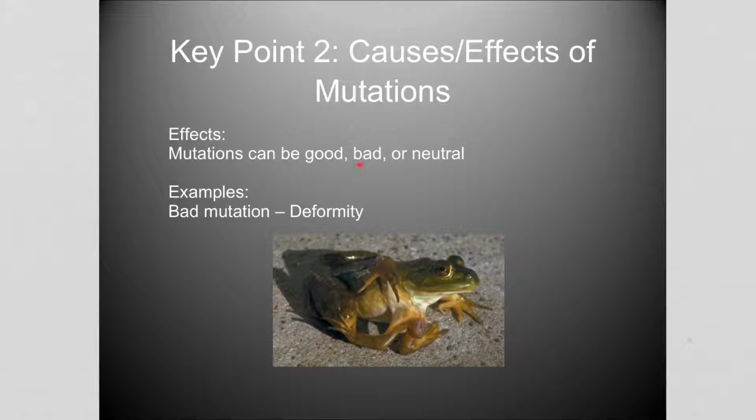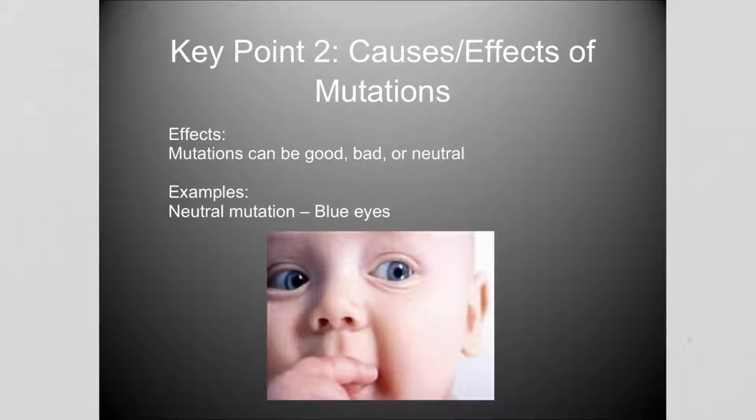An example of maybe a bad mutation, which we've talked about some examples already, is certain deformities like this frog that has an extra leg. That's probably bad because he probably can't walk right, unless it makes him walk faster and stronger, then it's a good mutation, but I'm assuming that this is a bad mutation in this case. And then we could have neutral mutations that have absolutely no effect on us.